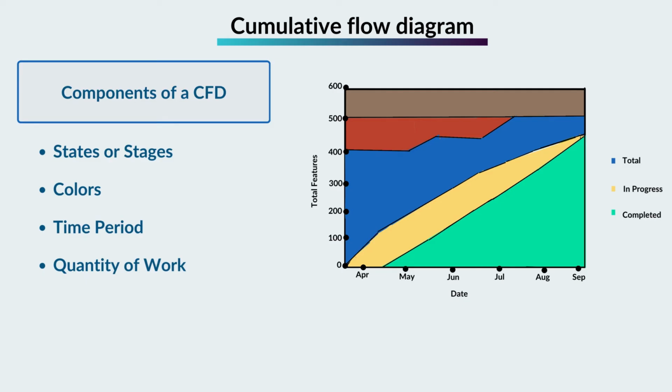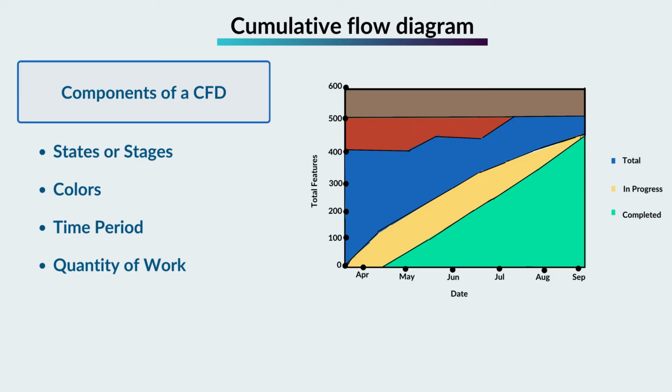A CFD typically represents the workflow of work items as they progress through various states or stages. These states can include to do, in progress, testing, done, and any other stages relevant to the project's workflow. Colors: each state or stage is represented by a different color in the CFD. Changes in state are indicated by transitions between colors.